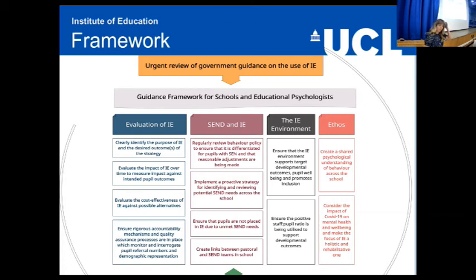Also, the head teachers were really searching for viable alternatives, scalable alternatives. We can help them with knowledge exchange programs, bring the research into schools and work with them to think about viable alternatives to IE practice.